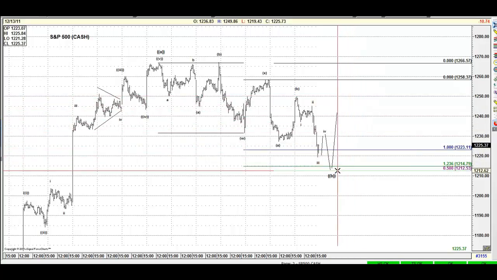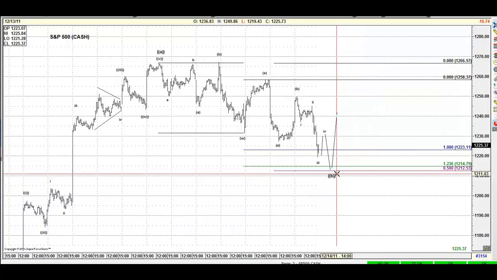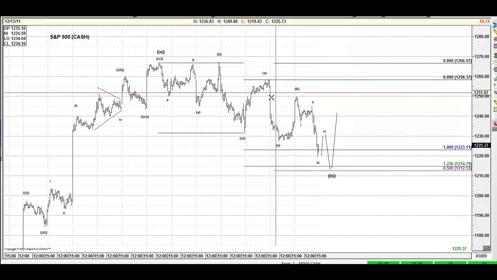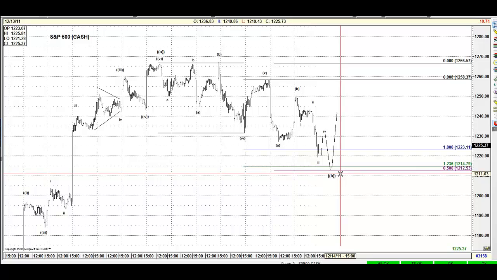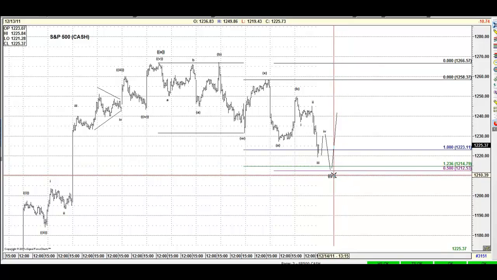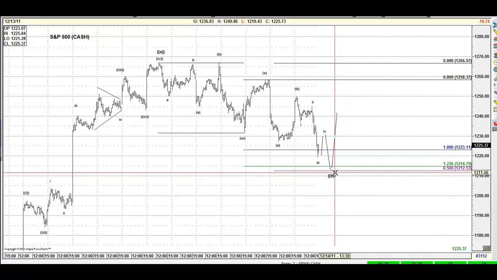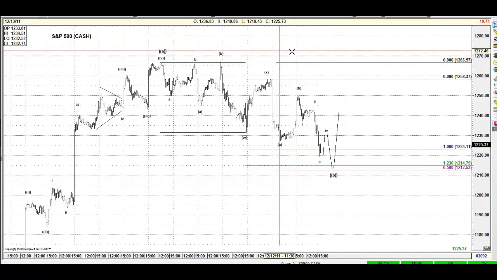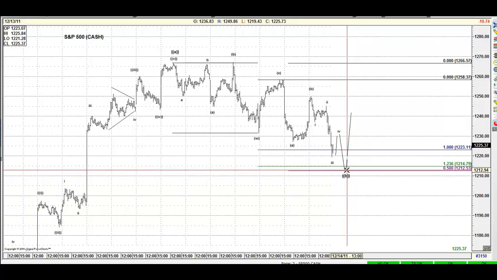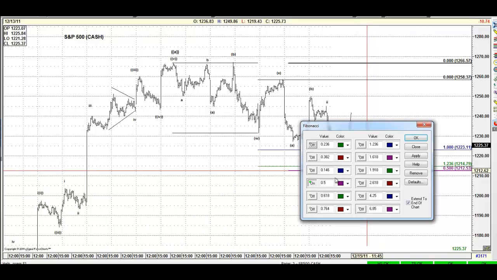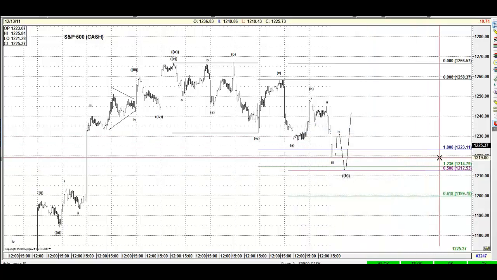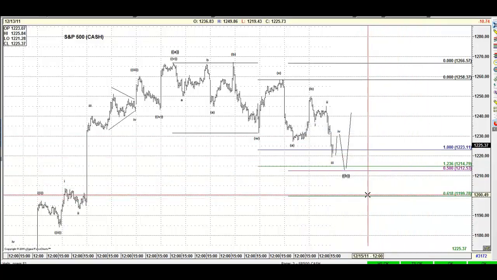It's getting close to the 1212 area that we've been talking about since Sunday, which is going to be the 1.236% of A together with C, and also the 50% retracement of the previous five waves. A very bullish area to buy around 1212. All right? If extended a little bit, the next Fibonacci is 1200, which is the 61.8% of the leg higher.